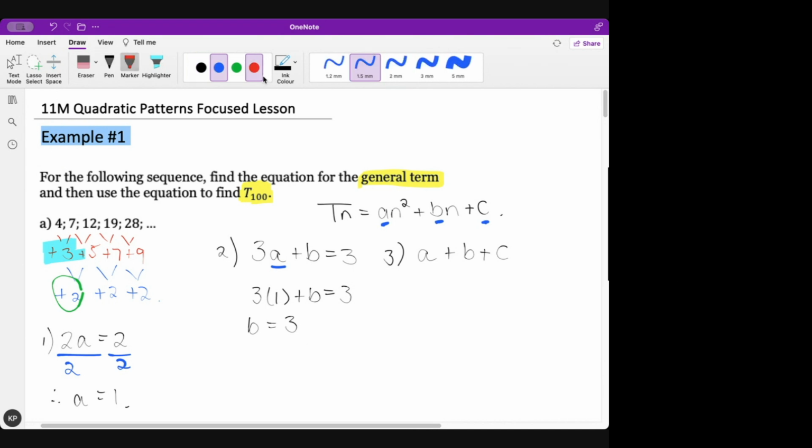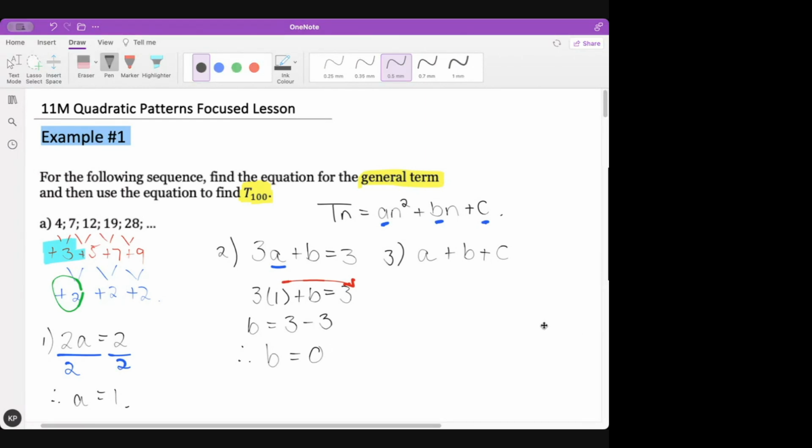And I am taking my term and taking it over, transposing it. You guys have a lot of words for this. Transpose, inverse operation, and it becomes a minus 3. That means our B is equal to 0. 3 minus 3 is 0.